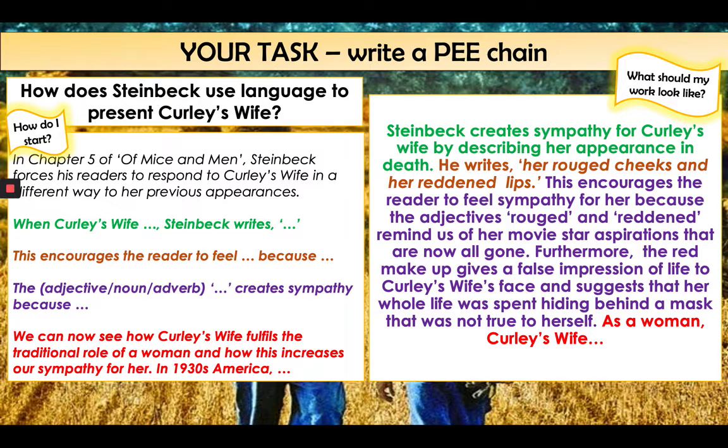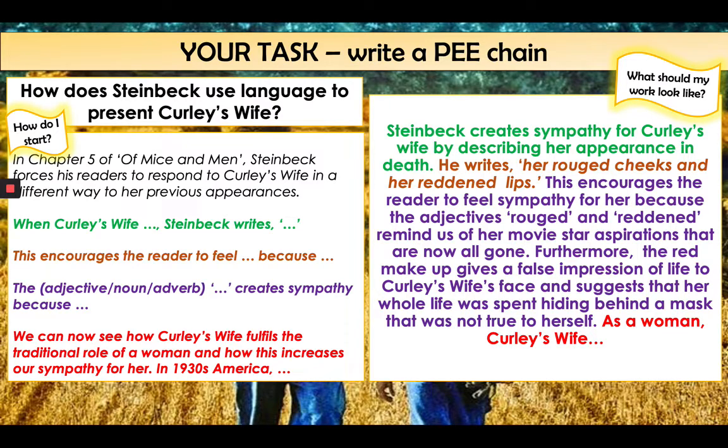And then the next bit, this is the important bit. This is the effect. This is you thinking about, okay, what have I learnt from that quotation? What does that quotation reveal, in this case, about Curly's wife? So the example says, this encourages the reader to feel sympathy for her because the adjectives rouged and reddened remind us of her movie star aspirations that are now all gone. Furthermore, the red makeup gives a false impression of life to Curly's wife's face and suggests that her whole life was spent hiding behind a mask that was not her true self.